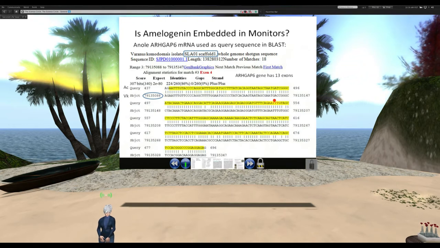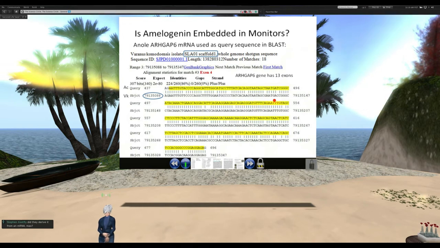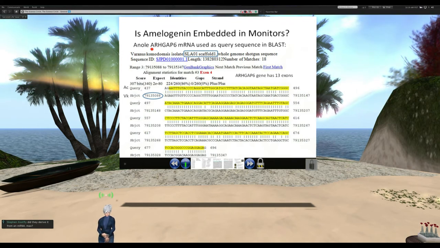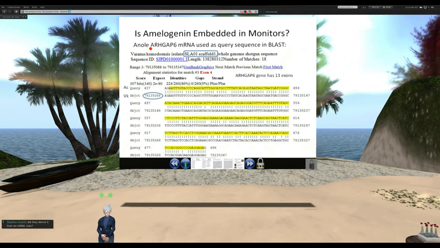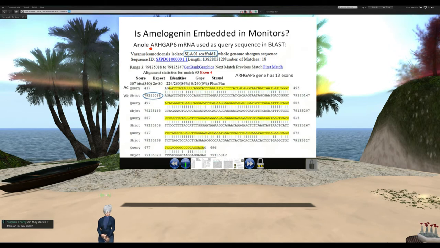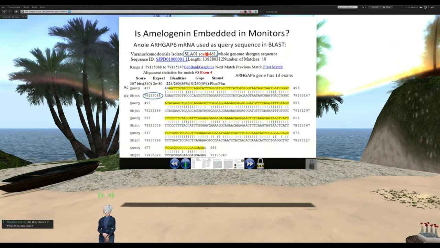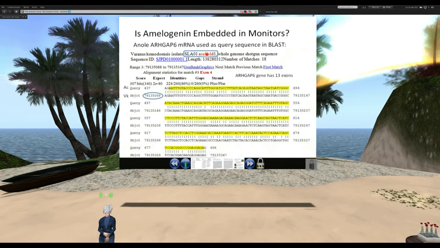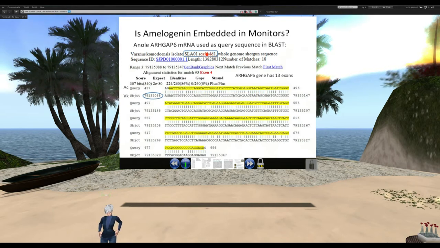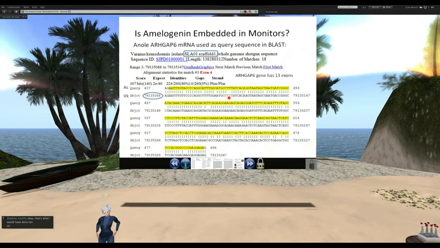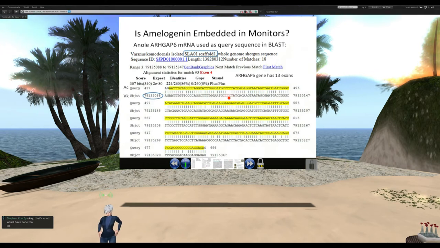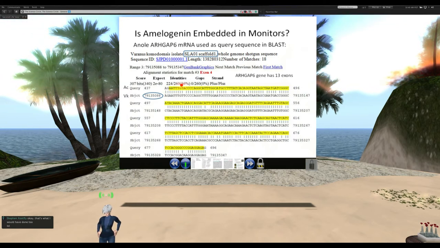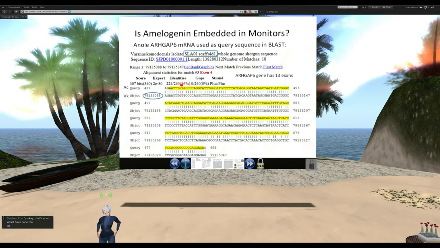So the other question that I was interested in is whether the amelogenin is also embedded in this ARHGAP6 gene in the monitors. So I used the anole ARHGAP6 gene mRNA as the query sequence to compare it with the monitor scaffold. And I found all 13 of the exons from the anole messenger RNA in the same scaffold where I found the amelogenin. And this is one of the larger exons. And this shows the comparison between them. So the monitor is about 86% identical to the anole sequence.